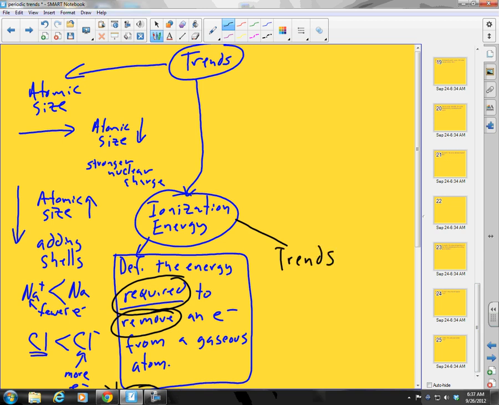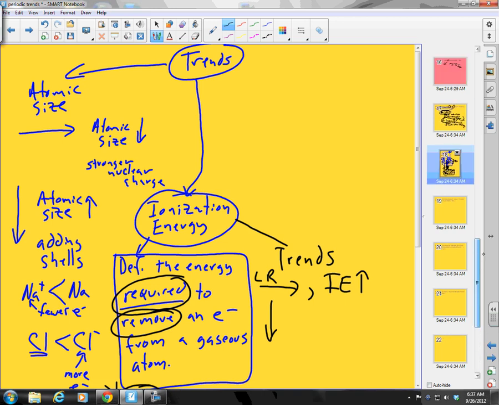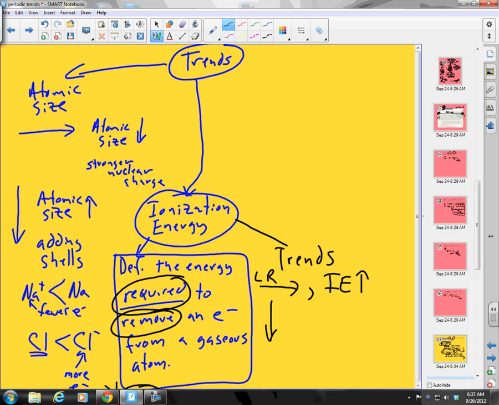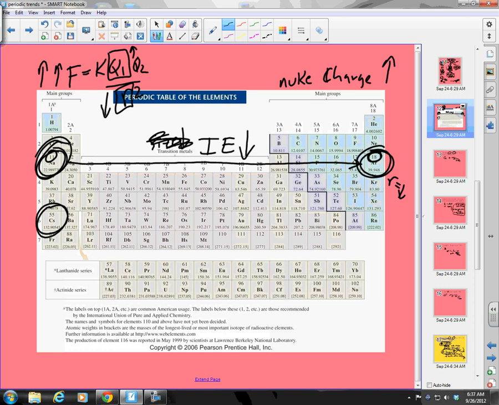What are my trends? First of all, across a period from left to right, what did we say? My ionization energy increases. Now we're going to go down a group. As I go down a group, what happens? Well, my Q1 is increasing, isn't it? Yes, my Q1 increases.